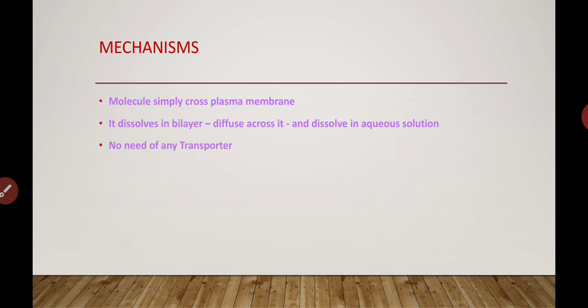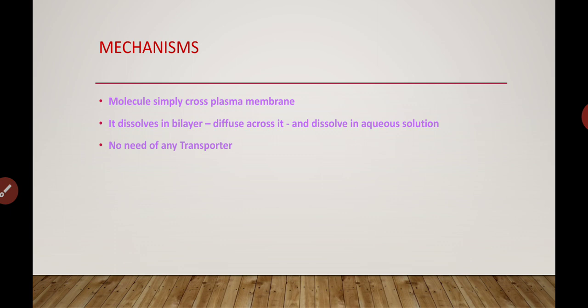Likewise, there are many ways for molecules to enter: passive diffusion, facilitated diffusion, channel proteins, ion proteins, and active transport including various pumps. Today we are going to discuss passive diffusion, how the mechanism of diffusion takes place across the plasma membrane.